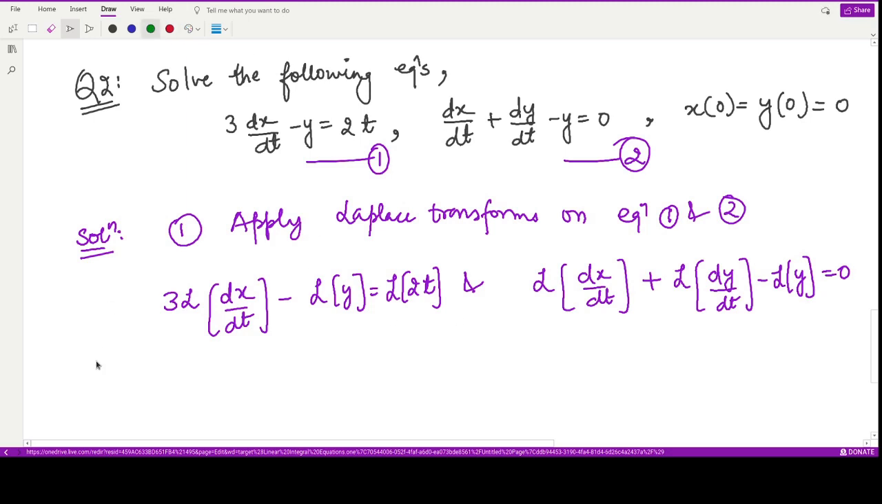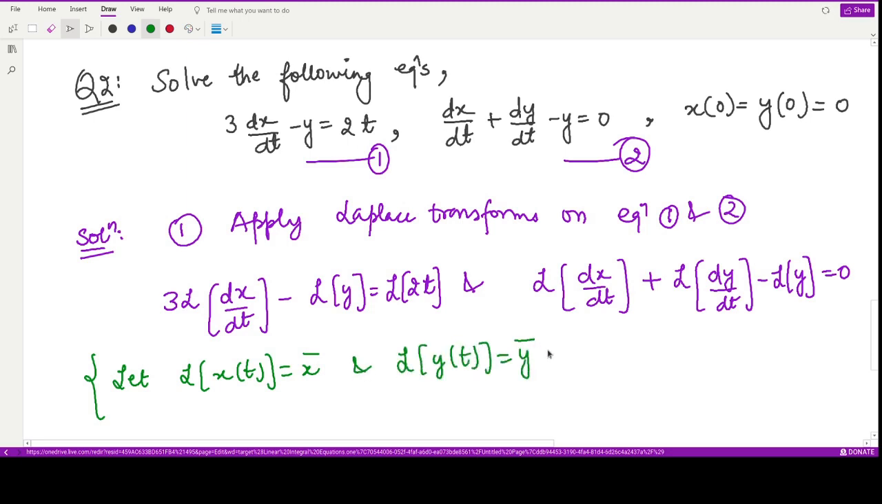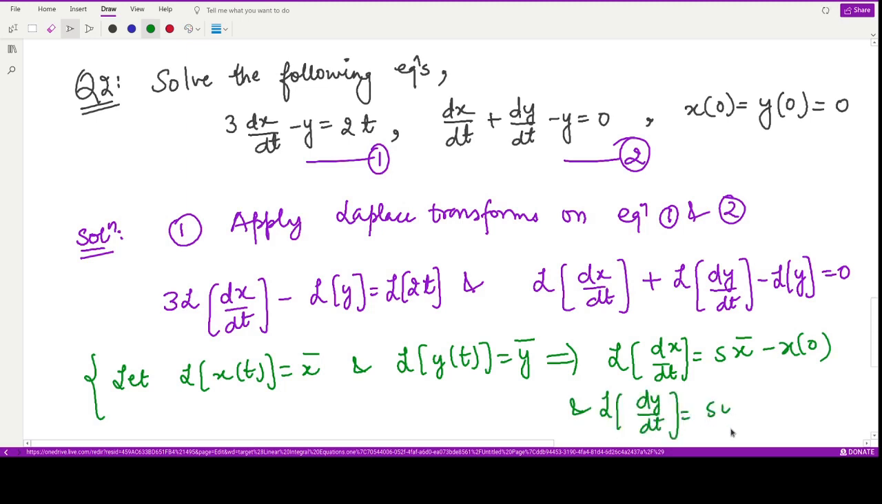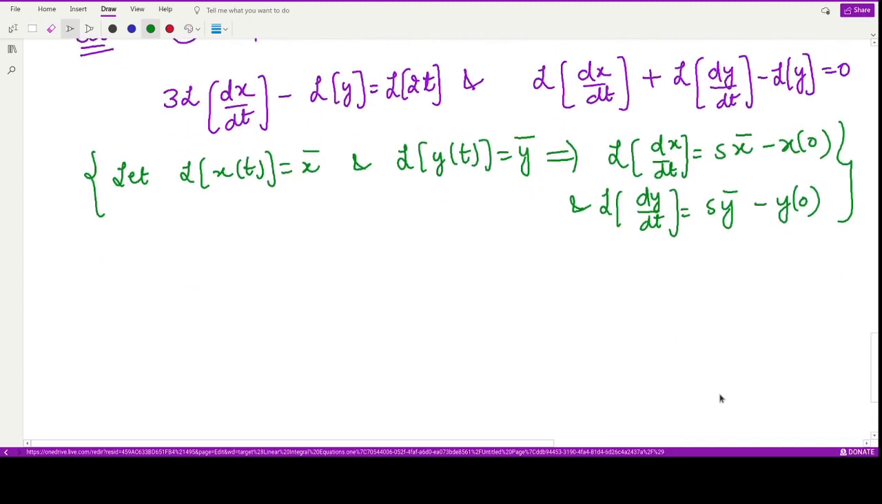Now, if you assume, let the Laplace transform of x of t be equal to x bar, and the Laplace transform of y of t be equal to y bar. So this implies the Laplace transform of dx upon dt is equal to s into x bar minus x of 0, and the Laplace transform of dy by dt is equal to s into y bar minus y of 0. So these are the formulas that we shall use here.